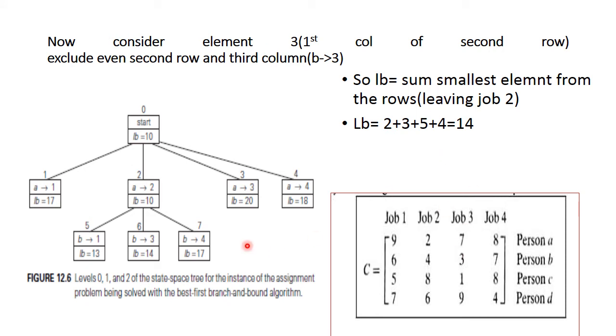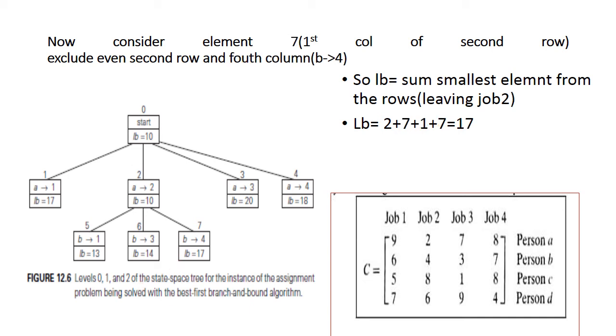Now when person B is assigned the third job, that means the second row and the third column will be removed for the calculation. And you know that job 2 is removed anyway. So for person C, among 5 and 8, 5 is minimum, among 7 and 4, 4 is minimum. When you add all this up, you are going to get 40.